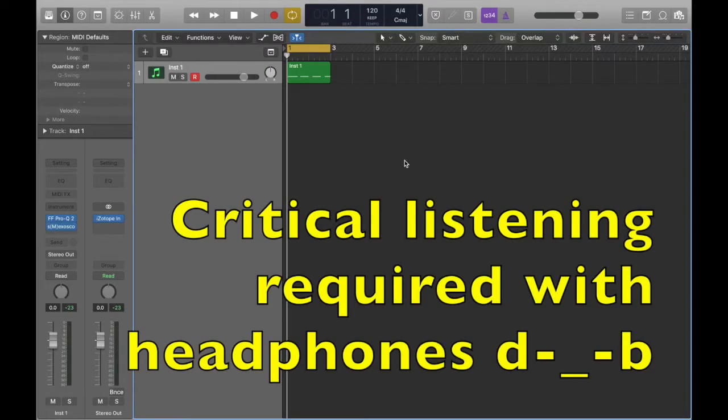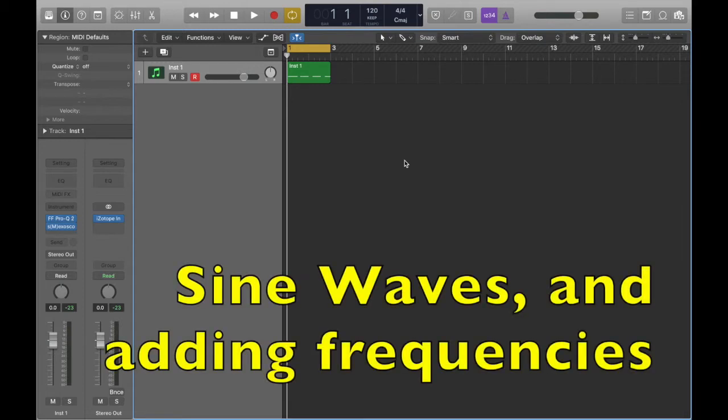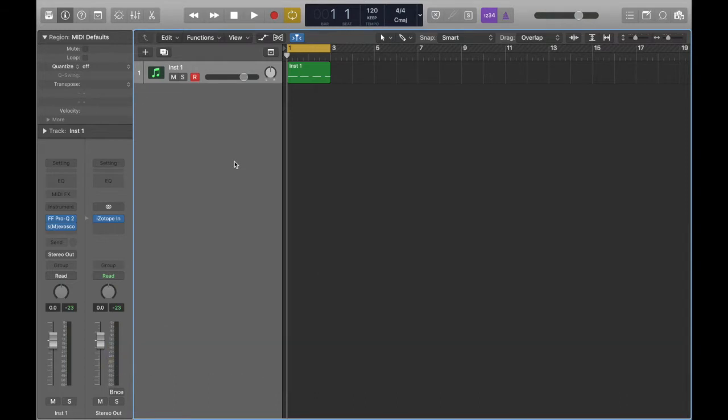Evening, folks. So let's have a little think about sine waves and frequencies and adding sine waves together. Just stripping sound all the way back to what it fundamentally is, I guess.